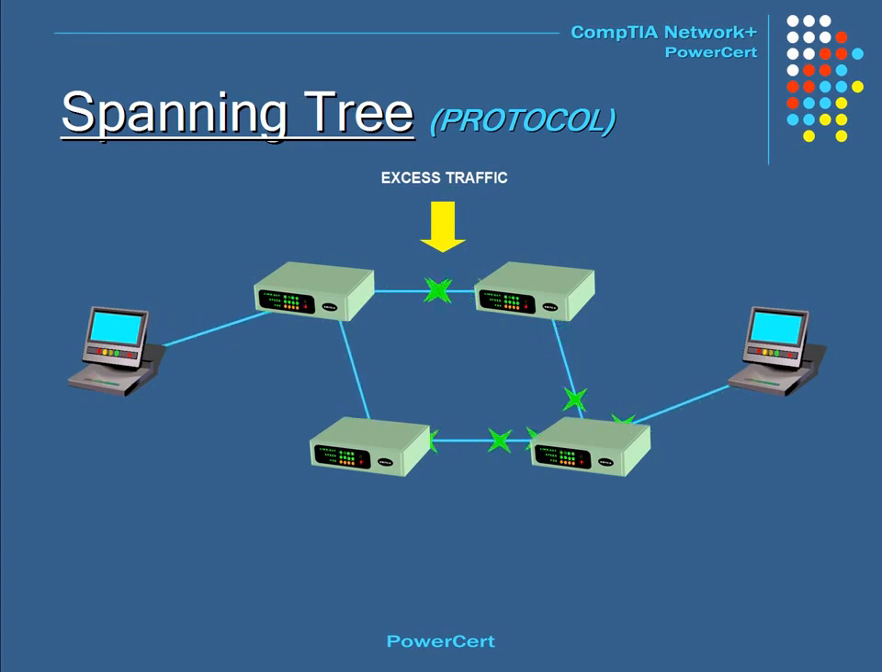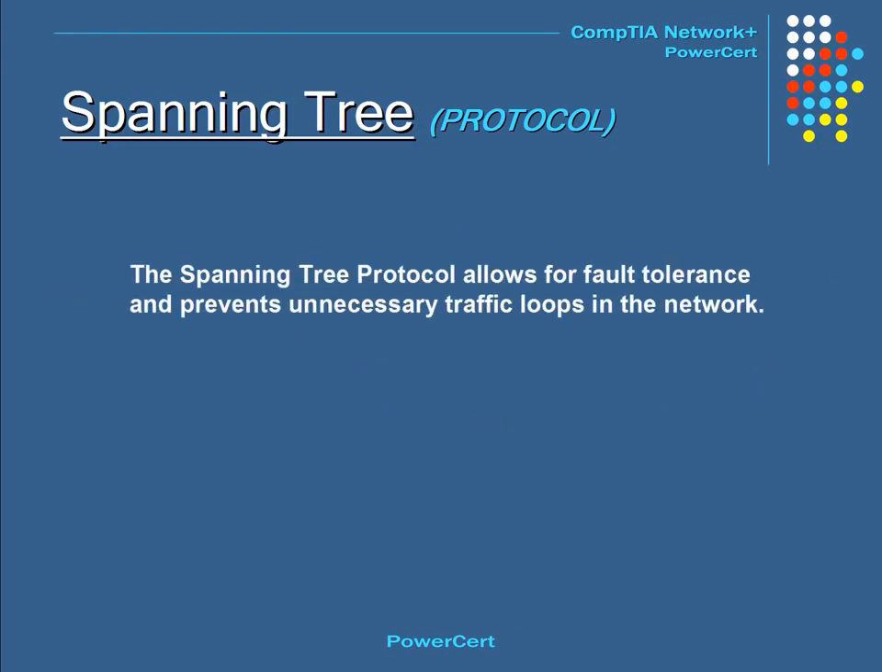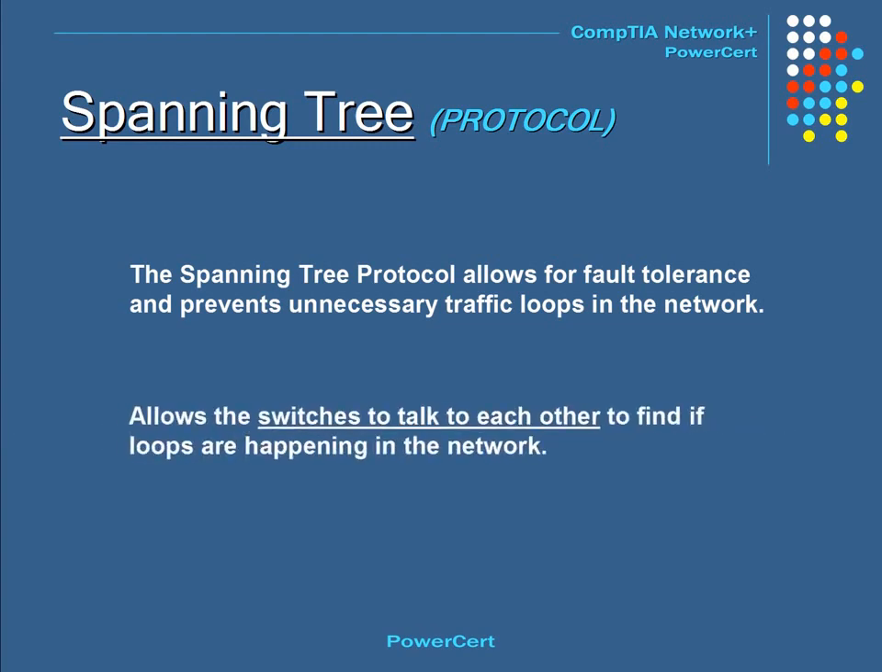So to solve this problem, the spanning tree protocol was created. The spanning tree protocol allows for fault tolerance and prevents unnecessary traffic loops in the network. And it does this by allowing the switches to talk to each other to find if loops are happening in the network.